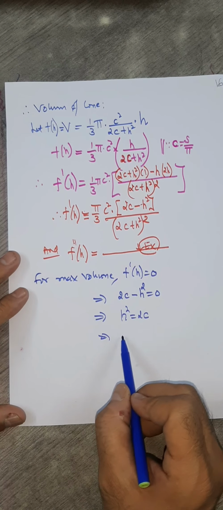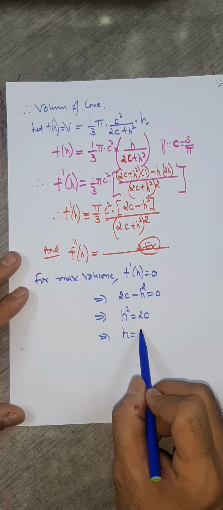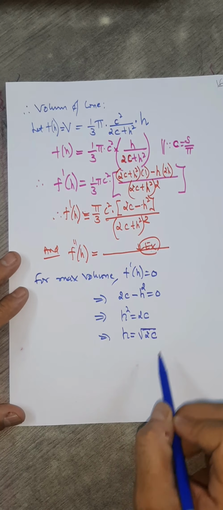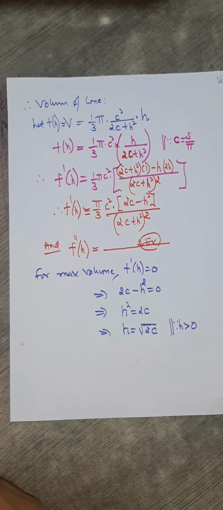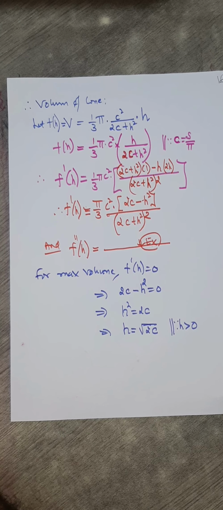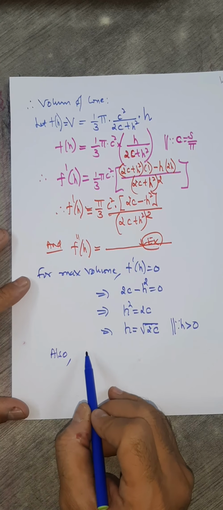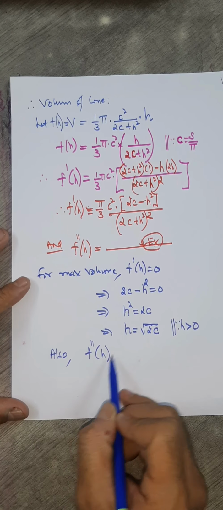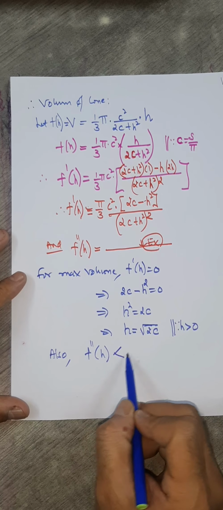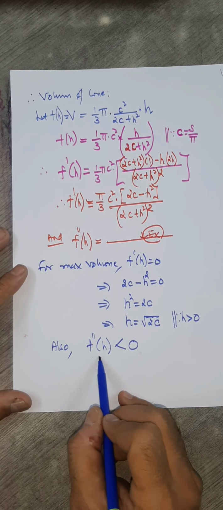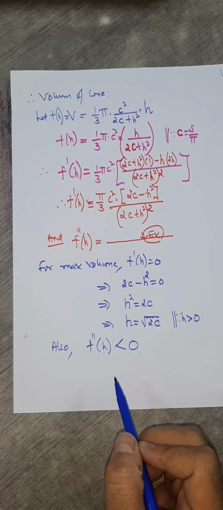Don't forget that c is that constant. Okay, and therefore h equals, you will get root 2c. Okay, h is positive being height. You cannot have plus or minus here. And you need to assure that at this place also f double dash h over here must be, you want the maximum value, it should be what? Negative. This should be negative.